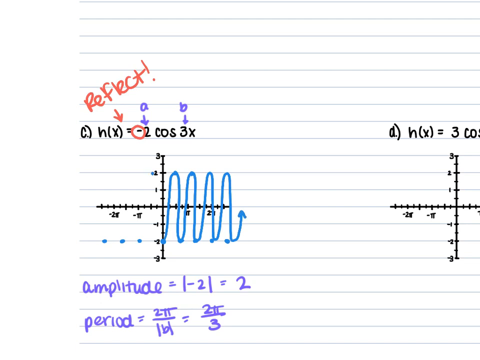So you're going to go up to positive 2, then back down to negative 2. Up to positive 2, back down to negative 2. Up to positive 2, back down.